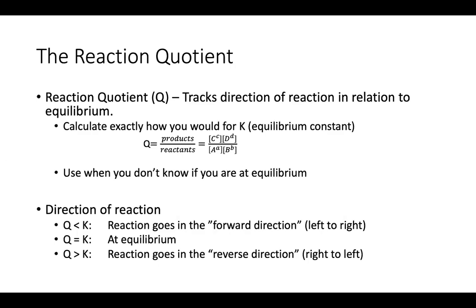And then lastly, when Q is greater than K, generally speaking, that means you have too many products and not enough reactants to be at equilibrium. And so the reverse reaction will be favored, which when we're looking at an equation would be right to left. It would be our products being converted to reactants.